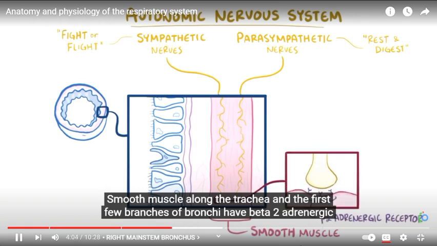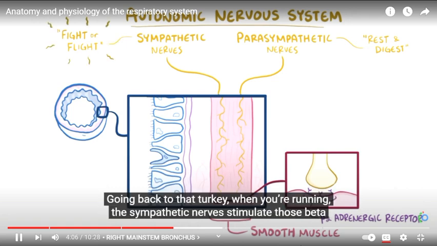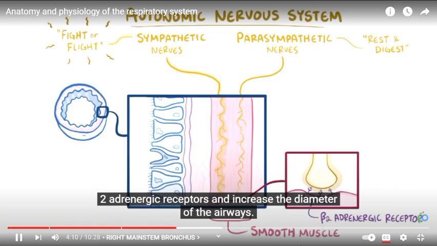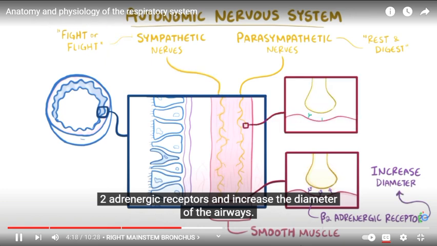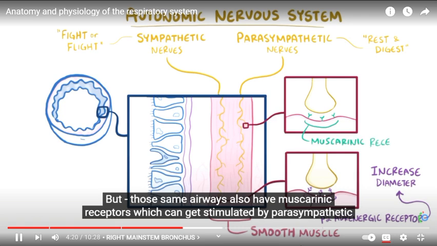Smooth muscles along the trachea and the first few branches of the bronchi have beta-2 adrenergic receptors. Going back to the turkey or the big snake we talked about, when you are running, the sympathetic nerve stimulates these beta-2 adrenergic receptors and increases the diameter of the airways.